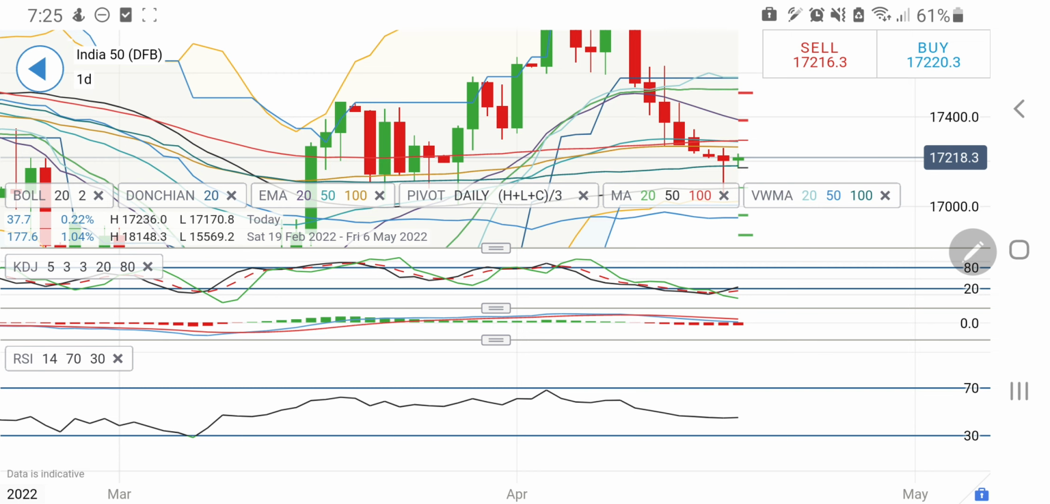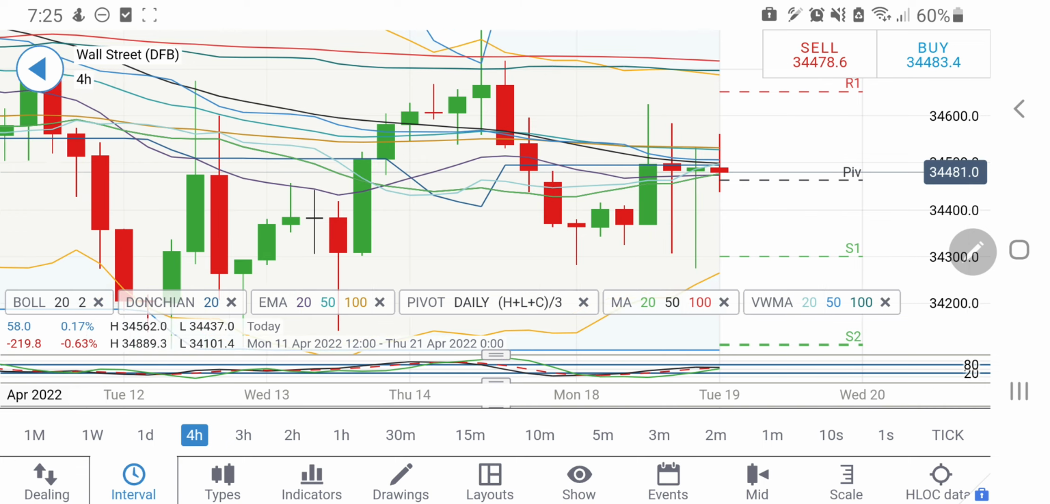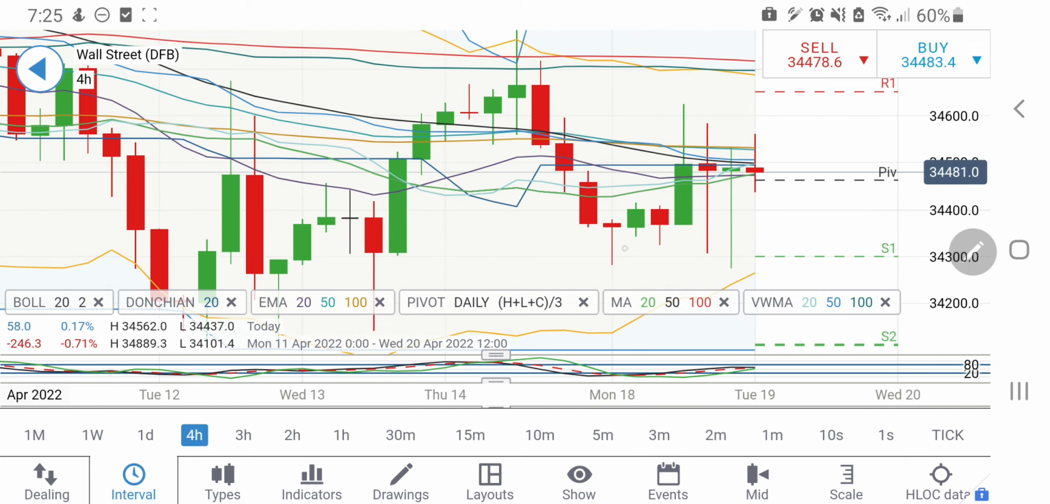Take your positions accordingly. Now let's have a look at US30. Now look at the US30's 4-hour chart. You can clearly see there is a support. It is trying to create a base here at the 34,350 zone. With this as base, it is trying to rise. However, look at the previous three candles. It has consistently given lower highs and lower lows, and this time this candle has tried to break out. However, it failed to trade above this zone.